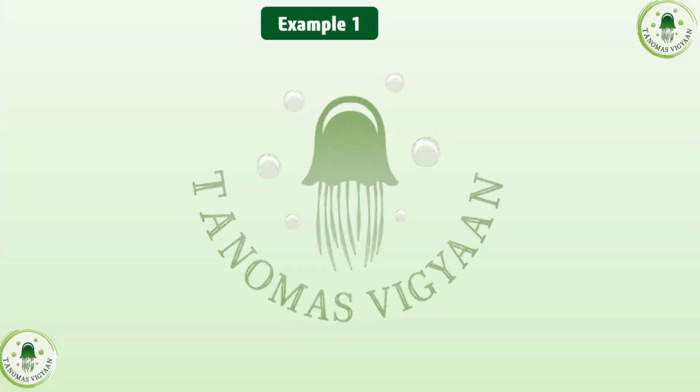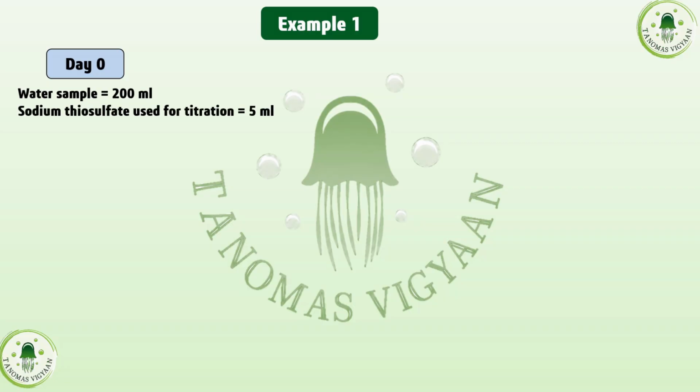Let us look at an example. Suppose at day 0 you are doing this dissolved oxygen calculation. At day 0 you have done the dissolved oxygen experiment, you have done the titration and all, and you have found that your water sample is 200 ml. Sodium thiosulfate used for titration is 5 ml.